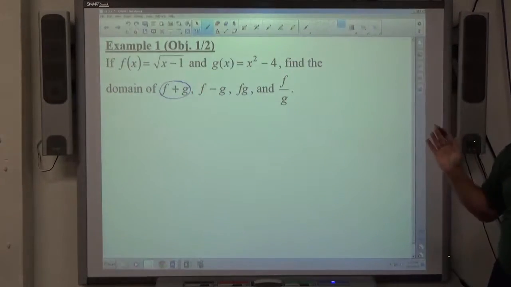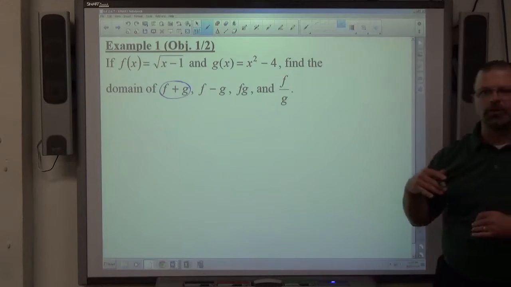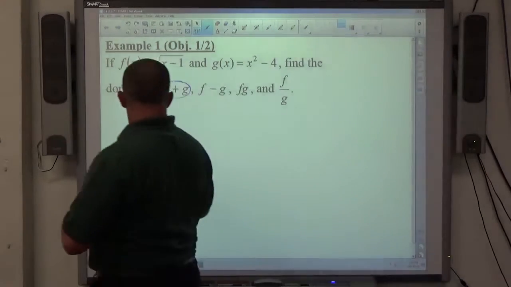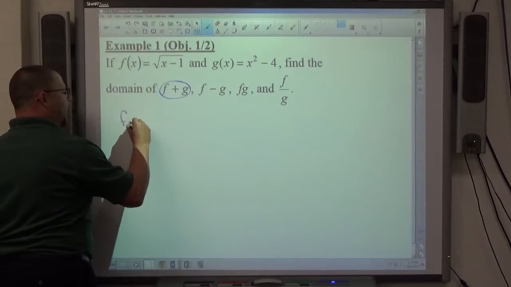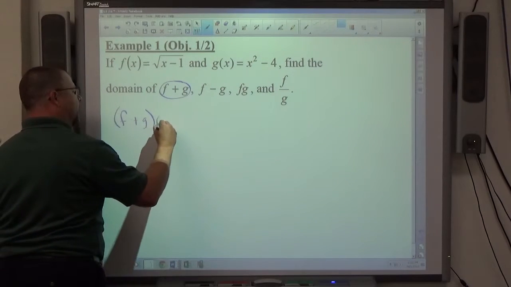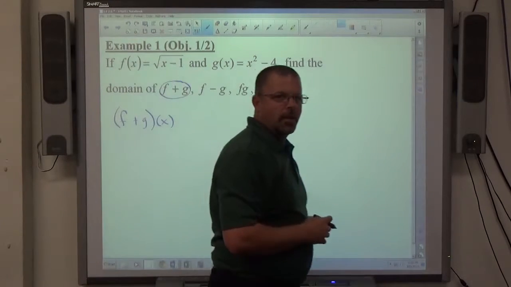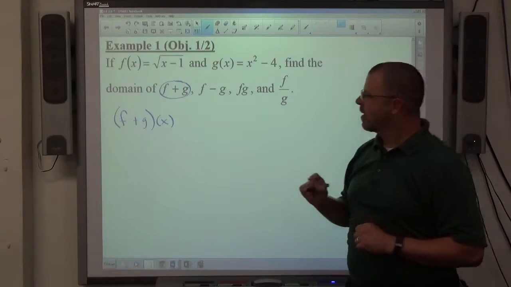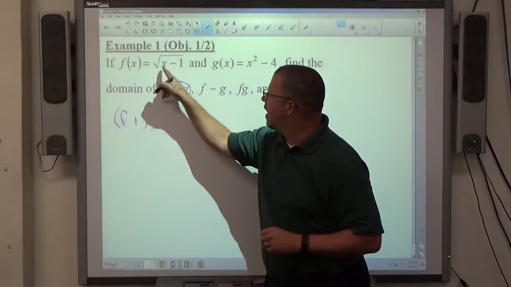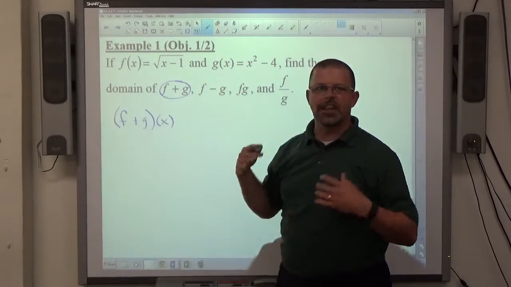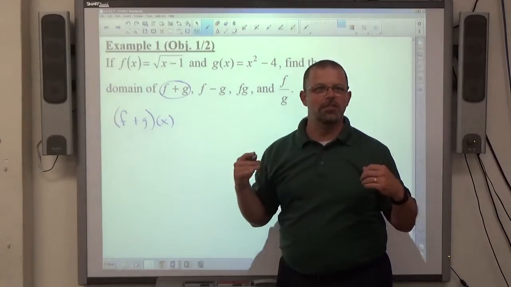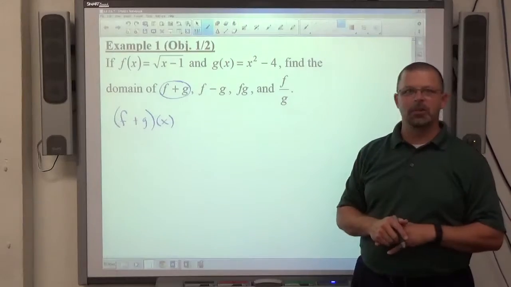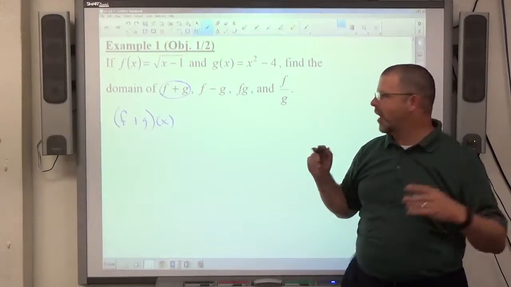Now, the question doesn't ask me to actually write out what f plus g of x is, but some of the homework questions do, so I'm going to go ahead and do that step too. When you see f plus g, they're actually doing f plus g of x. And if you've never seen this before, hopefully what you're thinking is that means I take whatever f of x is and add it to whatever g of x is, because that's what it means. It's pretty straightforward.